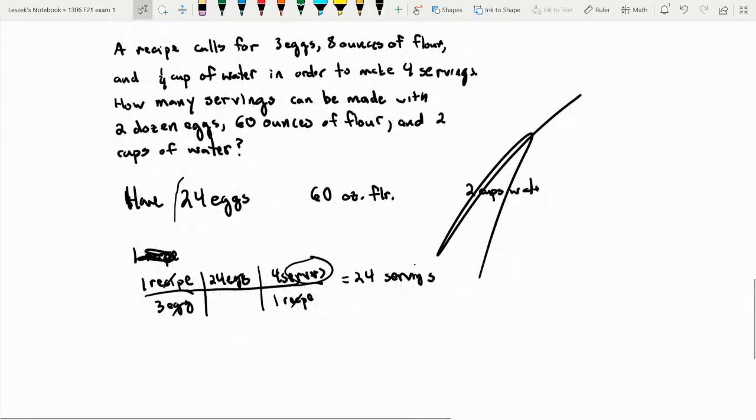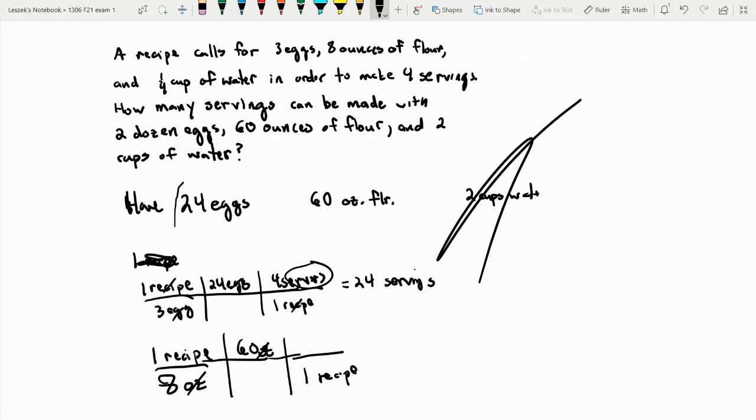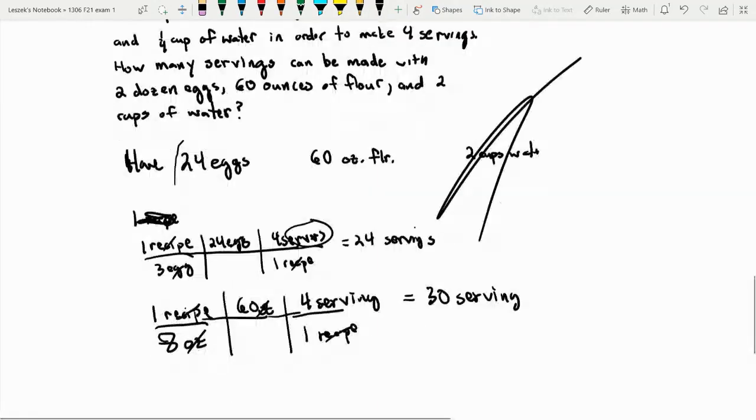But then we're also limited by the amount of flour. One recipe calls for 8 ounces of flour, and we have 60 ounces of flour. And then we know that each recipe also makes 4 servings. Noticing which units cancel out and multiplying across, we get 4 times 60 divided by 8. So that's 30 servings.